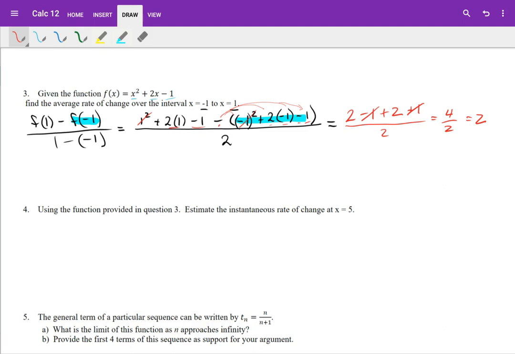Here we've got an instantaneous rate of change, and we're going to use the same function as provided previously. So it's f of x equals, messed that up, it's 2x squared plus 2x minus 1. Sorry, that 2 is still not there. And in order to find the instantaneous rate of change, you're going to have to use the derivative.